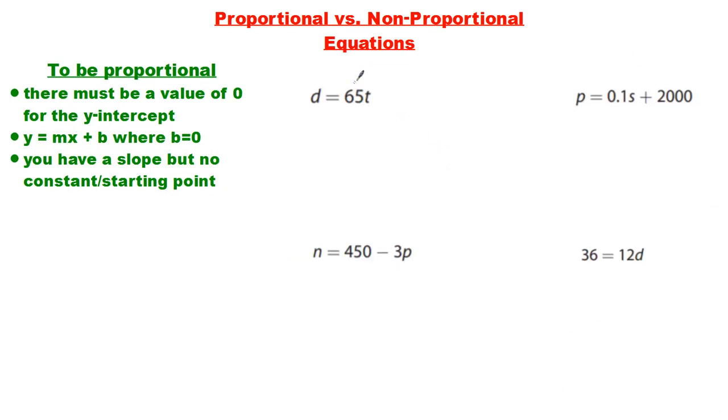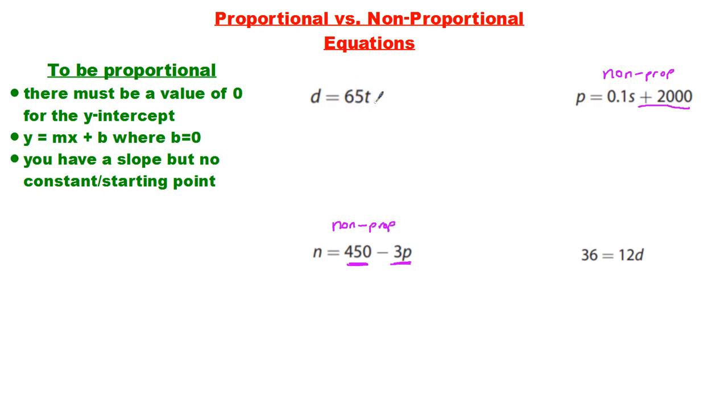Let's take a look at equations. So this one is pretty simple. If you have a constant, meaning something extra is added, then that means it's non-proportional. So you see right here you have the plus 200. This is going to be non-proportional. Over here we have our variable, but we do have another starting point over here. So this will also be non-proportional.